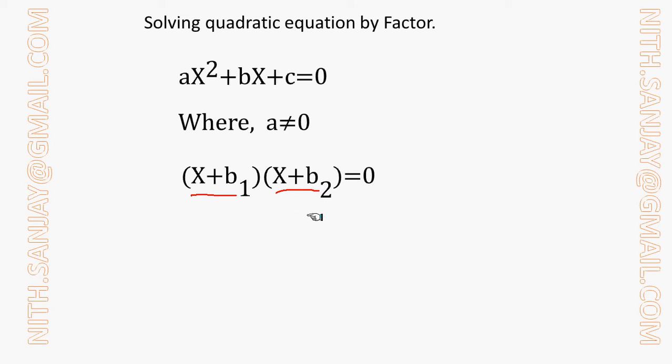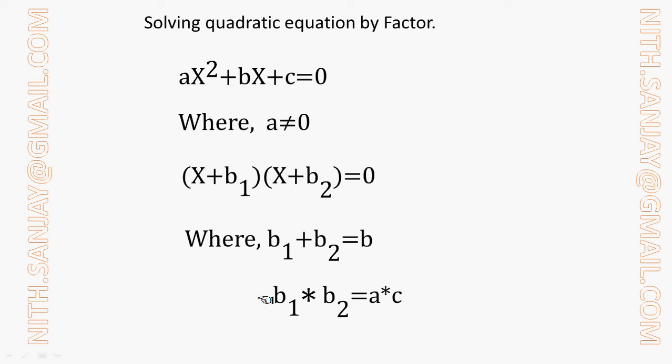The next thing is that the values of b1 and b2 should be such that they satisfy two conditions. The first condition is that b1 plus b2 should be equal to b. It means that the addition of these two, b1 and b2, should be equal to the coefficient of x. The next condition is that the multiplication of b1 and b2 should be equal to the multiplication of a and c, where a and c are the coefficient of x squared and the constant. Now this is a general formula for factoring.